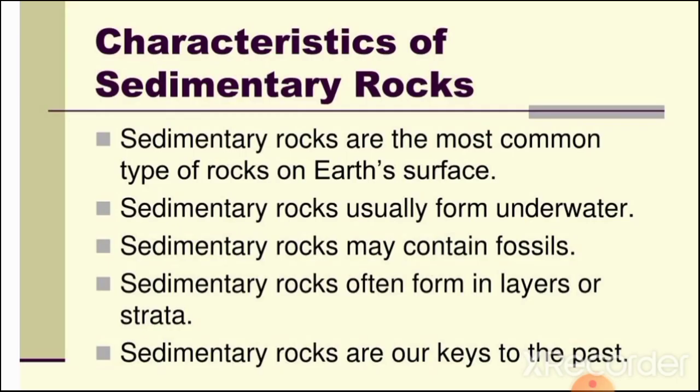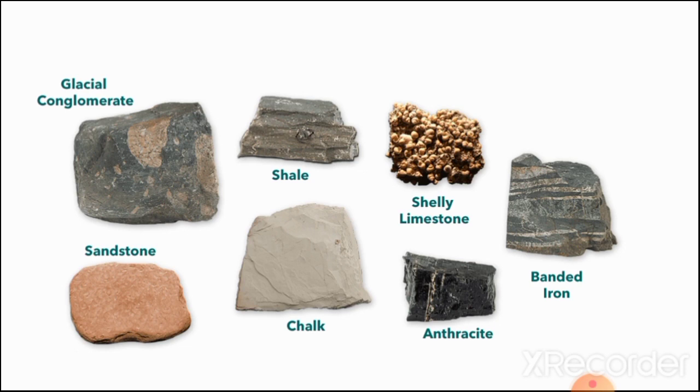The characteristics of the sedimentary rock are that they usually contain fossils because they are formed by fossils, and they are the most common type of rock. They are usually found or formed underwater, and they have layers. Examples are the glacial conglomerate, the chalk, the limestone, the anthracite, the sandstone, and so on.